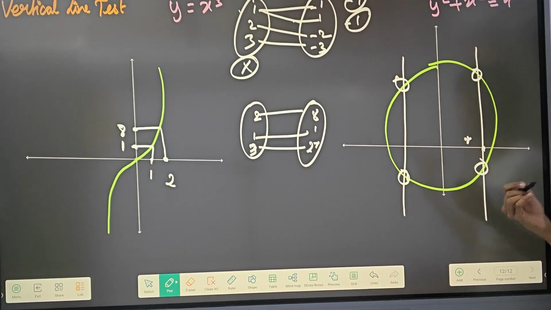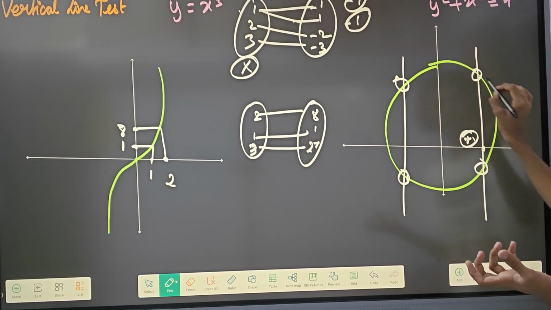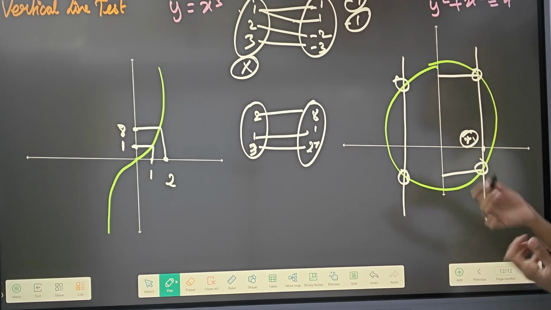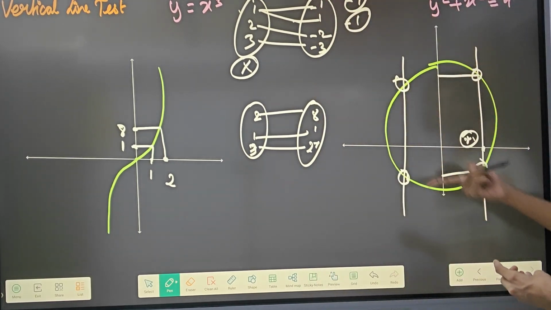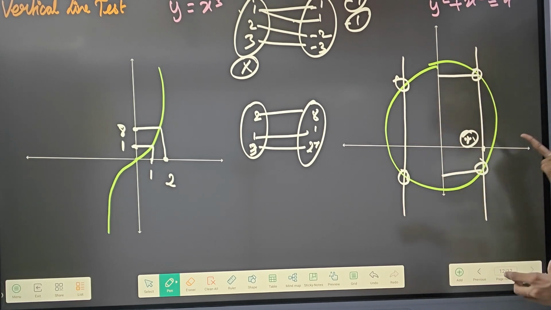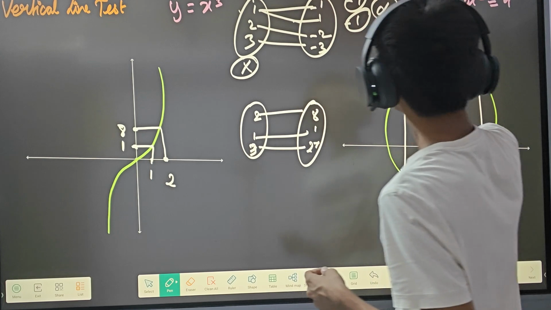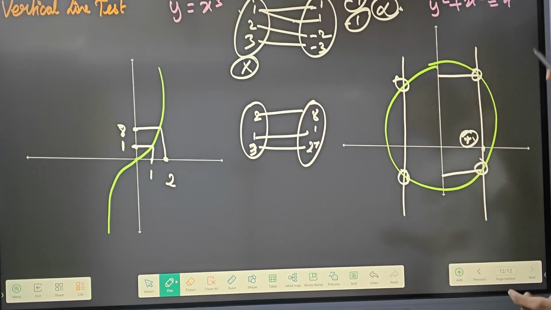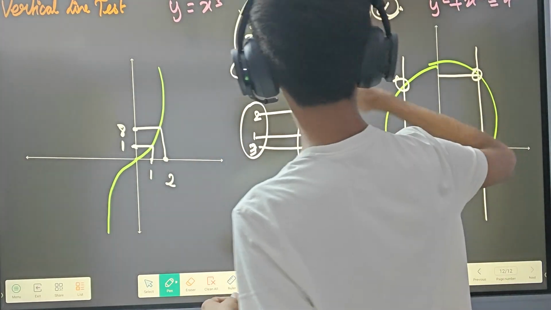Here the x is fixed. That means only one x value is there. But coming to the y value, here one y value is there and here another y value is there. When you are marking this in terms of a mapping diagram, this diagram is wrong, it should not be like this. So that is why we consider the vertical line test, and when it is intersected at two different points, we say that it is not a function.